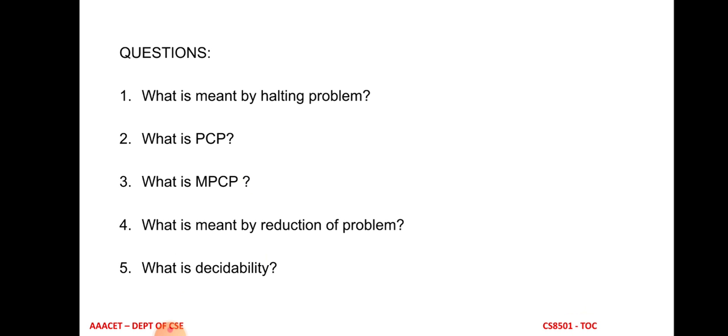And also if the reduced problem is again undecidable by PCP, then we apply another algorithm on that particular undecidable problem, that is MPCP. So the goal of PCP and MPCP is to reduce one problem into another problem.